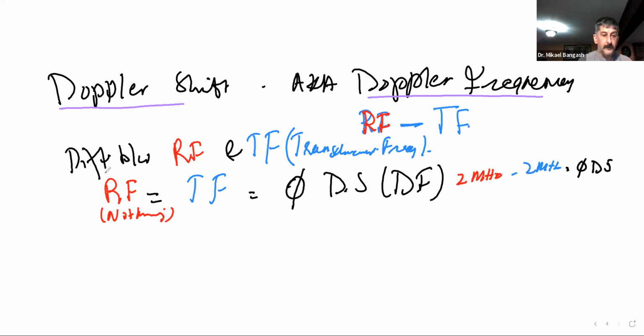In Doppler, what is going to be our reflector? The red blood cells. Did you girls get that? Yes.